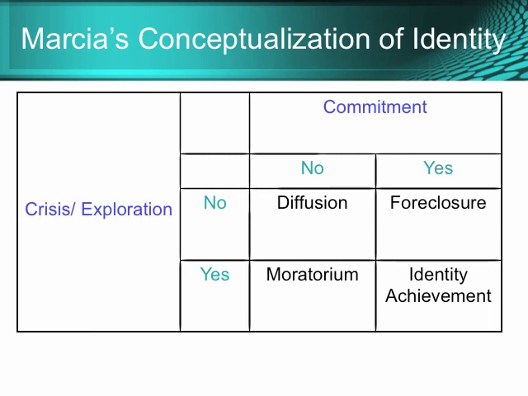So if one does not experience crisis and exploration or commitment, this would result in a diffused identity. If they experience no crisis or exploration but do commit, this would be foreclosed identity. If they experience crisis and exploration but fail to commit, they're still in moratorium. And if they experience crisis and explore and then commit to a sense of identity, this would constitute the desirable outcome of identity achievement.